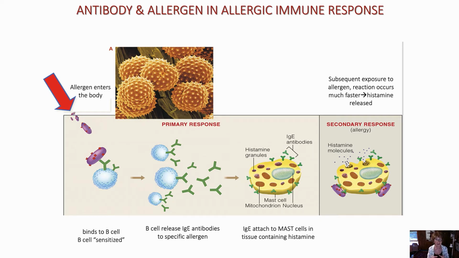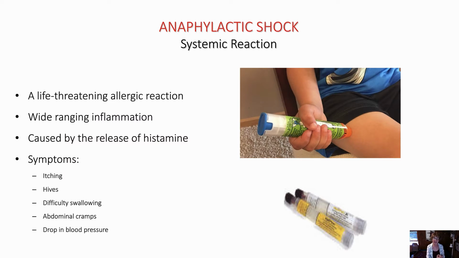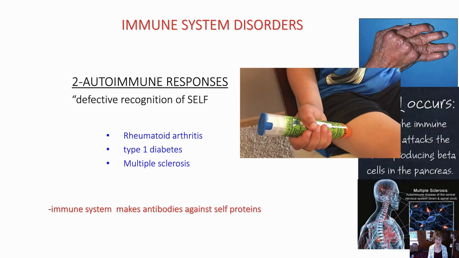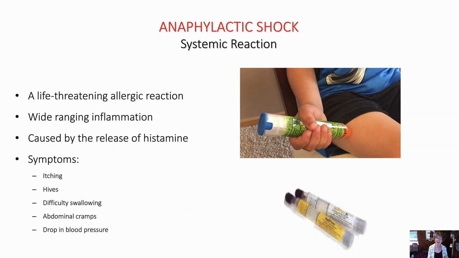Those are localized reactions. A systemic reaction, however, is a life-threatening allergic reaction that causes system-wide inflammation by a massive release of histamine that occurs throughout the body. These symptoms include localized symptoms that you have felt, itching, hives, but they also include difficulty swallowing, abdominal cramps, a drop in blood pressure, and if you don't get an EpiPen, a dose of epinephrine to counteract that histamine, the anaphylactic shock may be fatal.